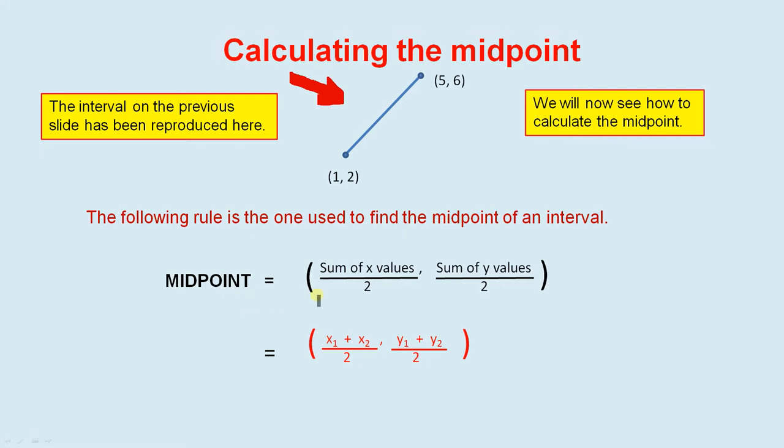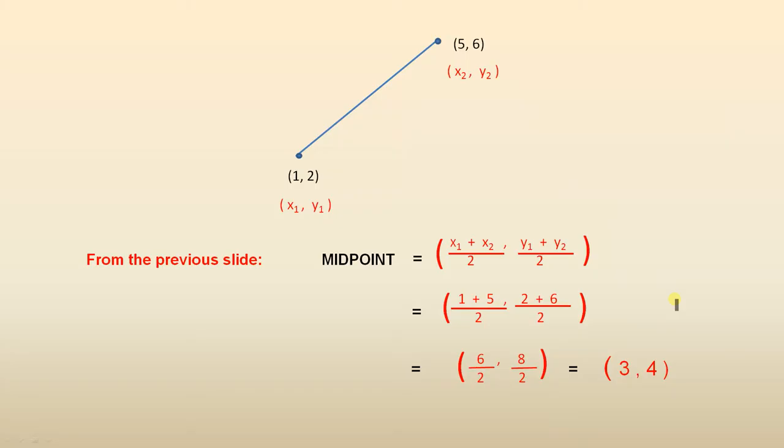The midpoint equals the sum of the x values over 2, that gives you the x coordinate, and the sum of the y values over 2, that gives you the y coordinate. Now, expressing this in an algebraic manner, that is using algebra, the midpoint is (x1 plus x2) on 2, (y1 plus y2) on 2. Now I'll clarify this on the next slide.